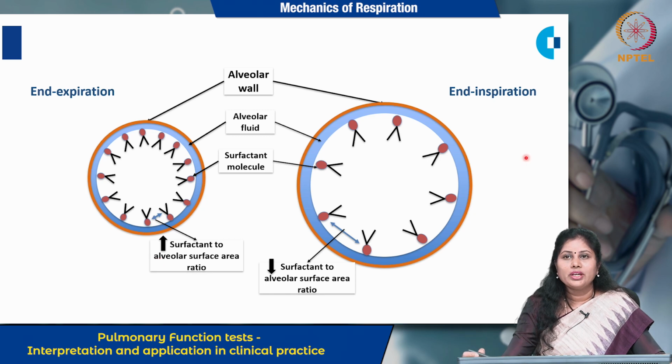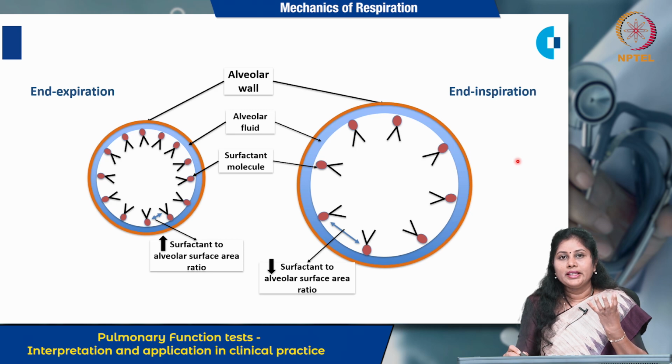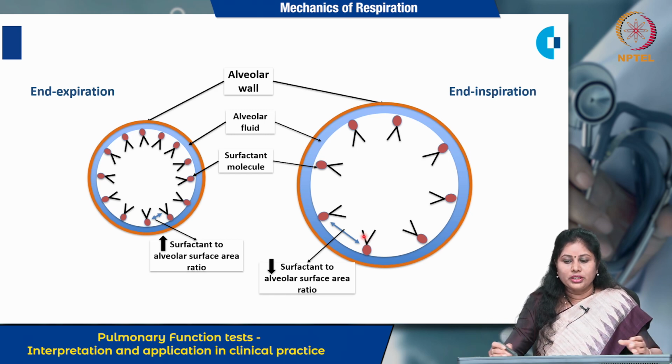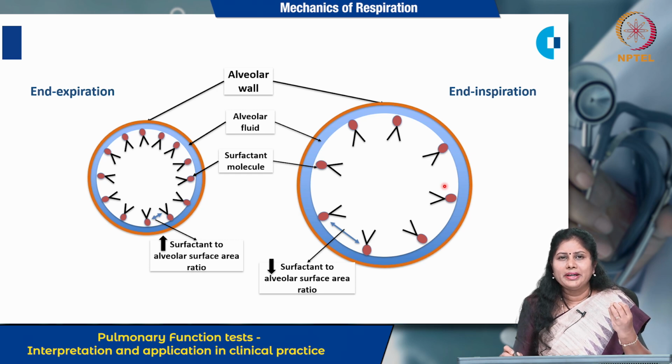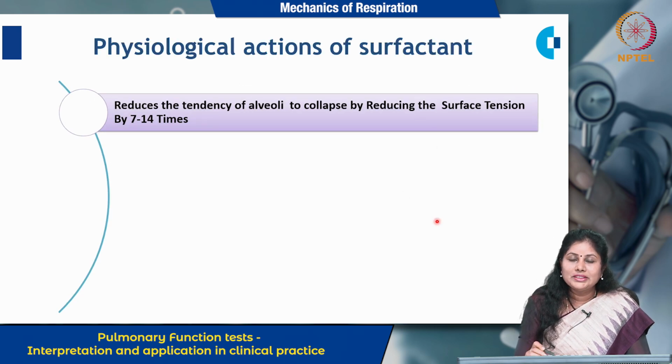But during end inspiration, the alveolus is inflated and larger. When it gets larger like a balloon blowing up, the surfactant becomes widely distributed, it moves apart. So this also has one important function. Because of this, the surface tension lowering is a little bit lesser, but it actually prevents over distension of the alveoli.